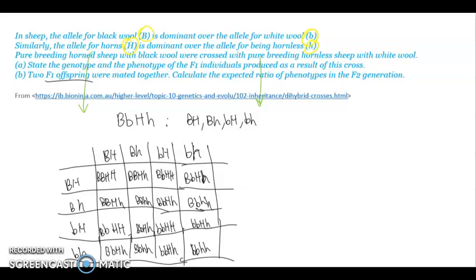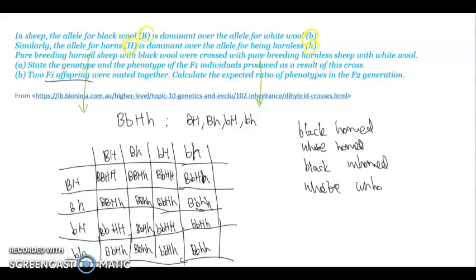So in this question we're asked to write out the expected ratio of phenotypes, right? So the phenotypes possible are black horned, white horned, black unhorned, and white unhorned. And let's see, I'm going to count the number of each one. So we have black horned, we have this one, this one, this one. All of this has to be black horned. All of this has to be black horned. And is there another one black horned? This one's black horned. This one's black horned.